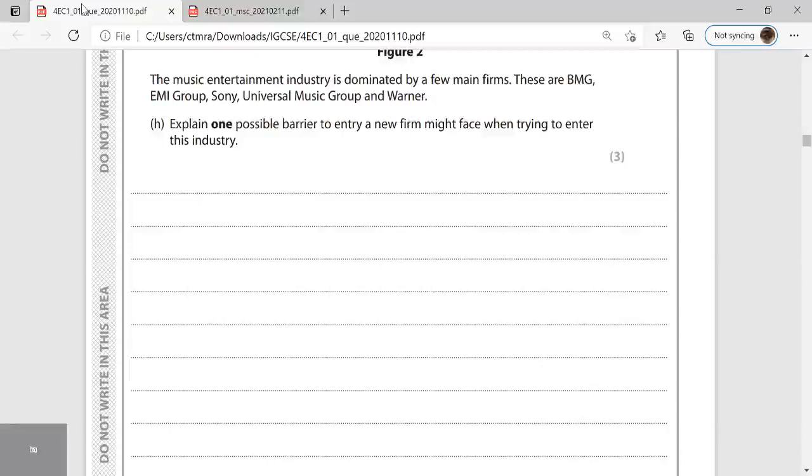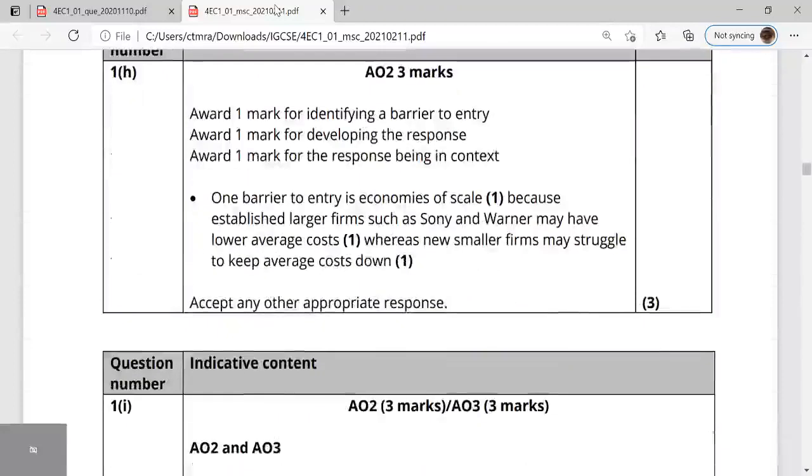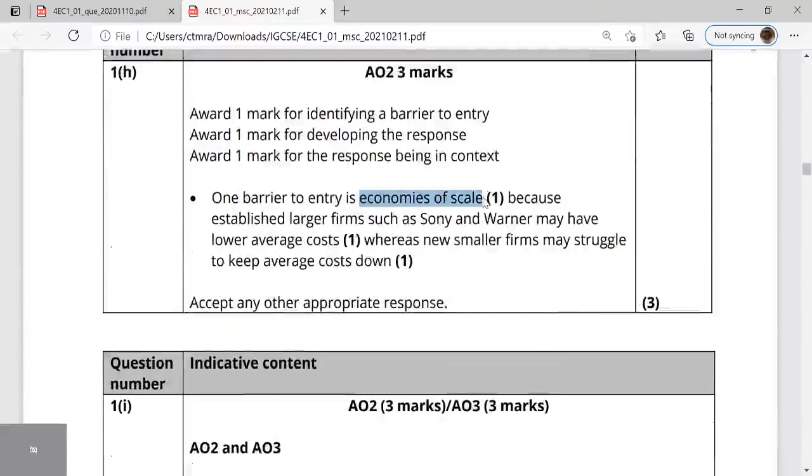So barriers to entry. When new firms are trying to get into the market, what kind of barrier do they face? There are many kinds of barriers. So let's see what they have here. They have given an example of a barrier, that's economies of scale. After giving this example, you need to explain this a bit because it's 3 marks.